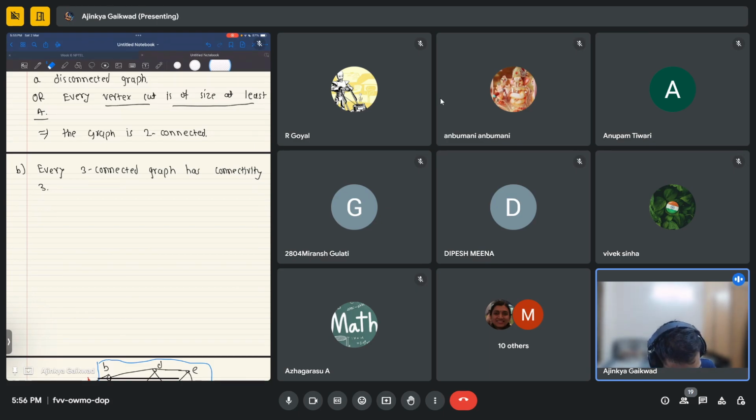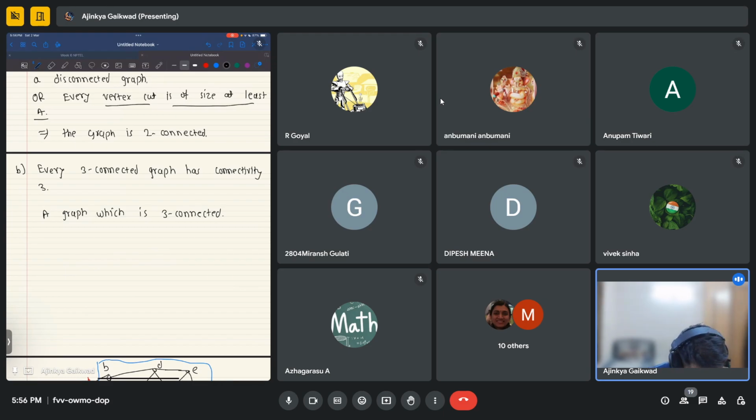So let's say I have a graph which is three connected. What does that mean? It means if I remove two or less than two vertices, the graph will remain connected. So a graph which is three connected is basically any graph where if you remove two vertices or less than two, the graph still remains connected. Does that imply I need to remove at least three?